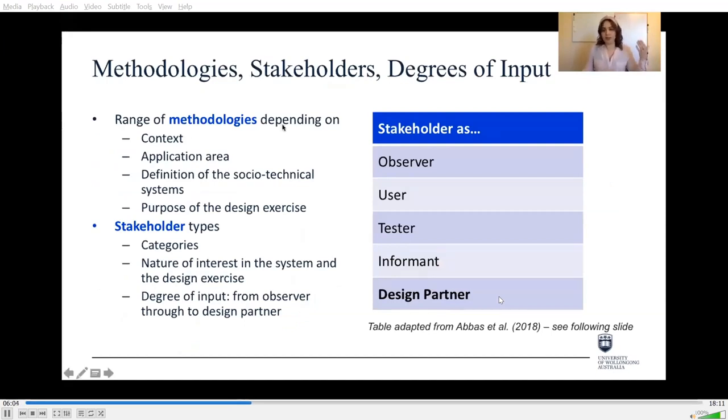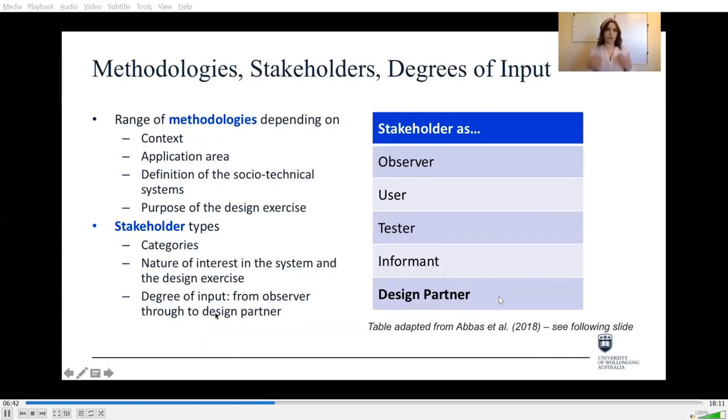So our methodologies themselves are open to interpretation and are also influenced by a range of factors. These factors can include the context within which a system operates, irrespective of level of analysis, the application area, the actual definition of the socio-technical system or its initial conceptualisation and what we define to be the scope and boundaries of that system, and the purpose of the design exercise. And we know that the purpose or initial objectives of a system will differ depending on the overall goal of a specific socio-technical design effort.